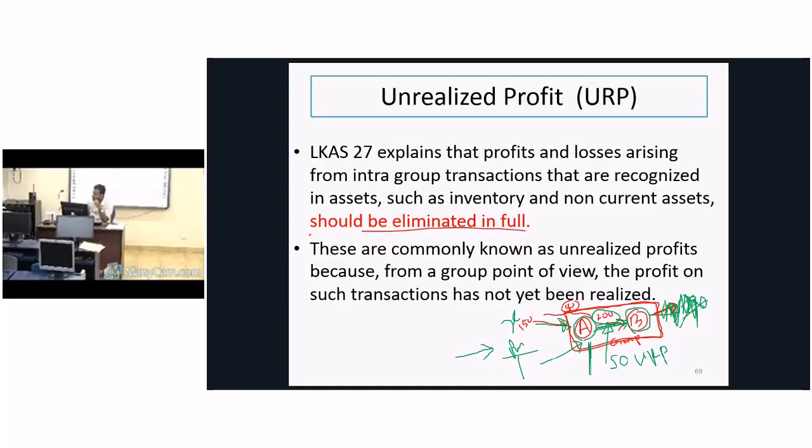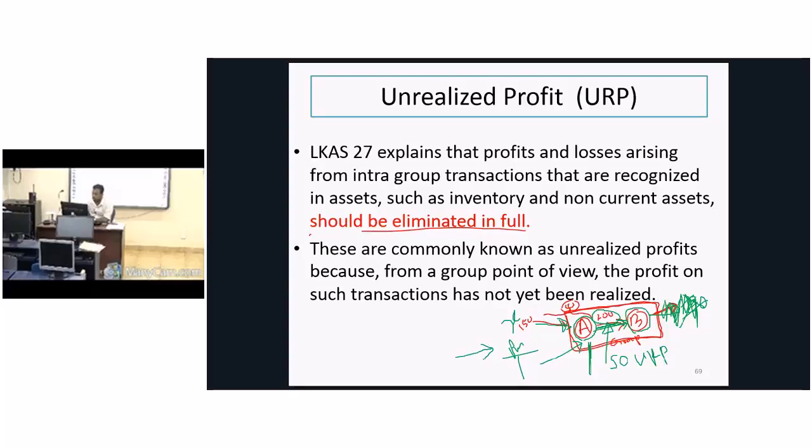It has been done by B. So therefore, in the consolidated inventory, B's inventory should be credited. Anyway, what you have to understand very simply, I am not going to explain further, is that artificially added profit by the seller should be eliminated in full. This can happen the other way around also.